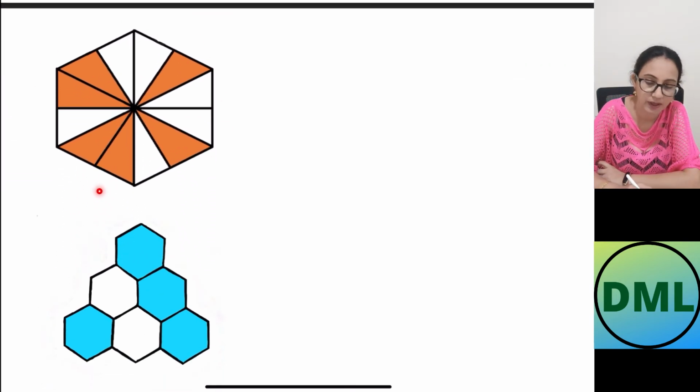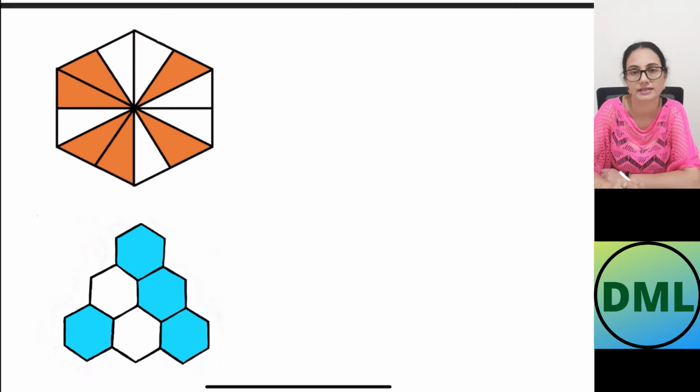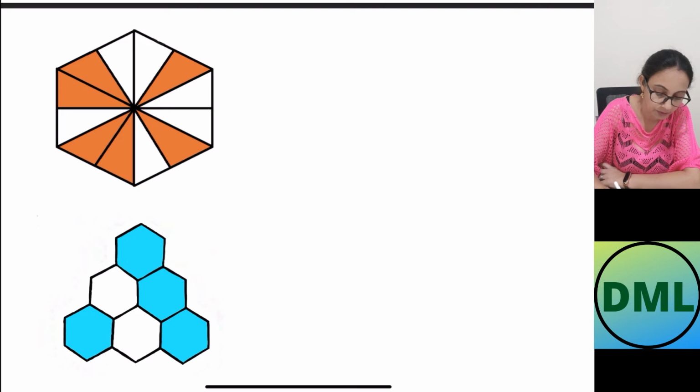So this is the shape you have in front of you. So let's see how many parts I have. I have 1, 2, 3, 4, 5, 6, 7, 8, 9, 10, 11, 12 parts. So I will write down 12 in the denominator.